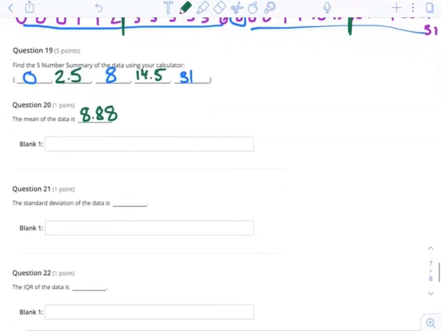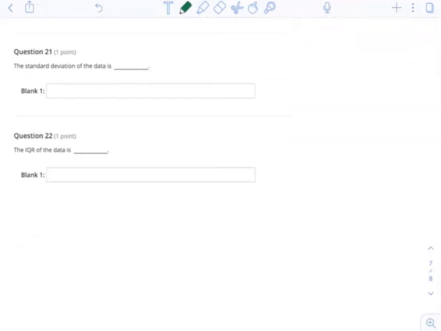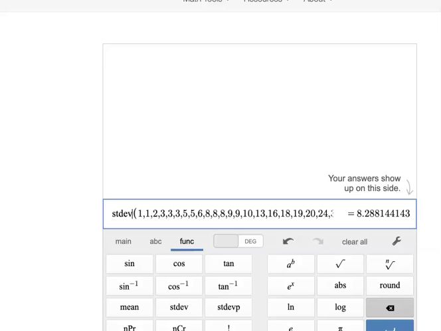The standard deviation is something that you should know how to do in Desmos or on your calculator. So same thing, you can type all 25 numbers up in the calculator and you get a standard deviation. There we go. So you should be able to see on Desmos here, you type in the standard deviation part, and then here's going to be our answer, this 8.288. So I would probably round to the second 8. So I'm gonna write down 8.29.